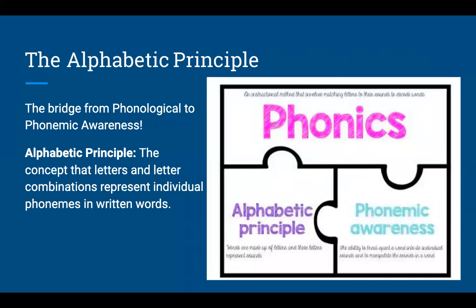So again, the alphabetic principle is the bridge from phonological awareness to phonemic awareness. It's the concept that letters and letter combinations represent individual phonemes, which are those sounds in written words. So again, it's the bridge from phonological awareness to phonemic awareness to phonics. The picture to the right here is a great representation of what phonics is, because it's putting together the knowledge of phonological and phonemic awareness. You're clicking that in with the alphabetic principle, and that's what phonics is going to be covering. It's going to be taking those and expanding on those, relating those sounds to those letters.